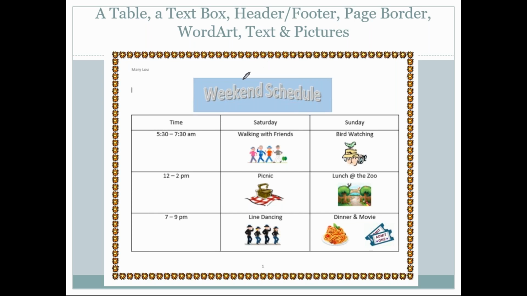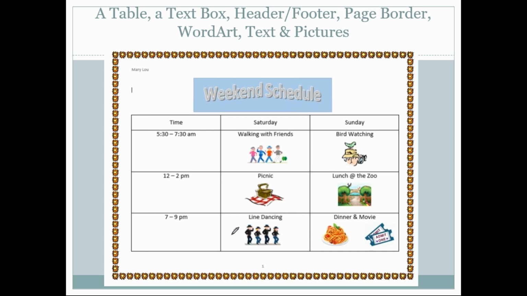Now, underneath the text box, we have a table, which is the actual grid you see there. If you've ever used Excel, it looks very similar to an Excel worksheet. Same idea. We have vertical columns, in this case 3, and then horizontal rows, in this case 4. And that's what makes up our table.